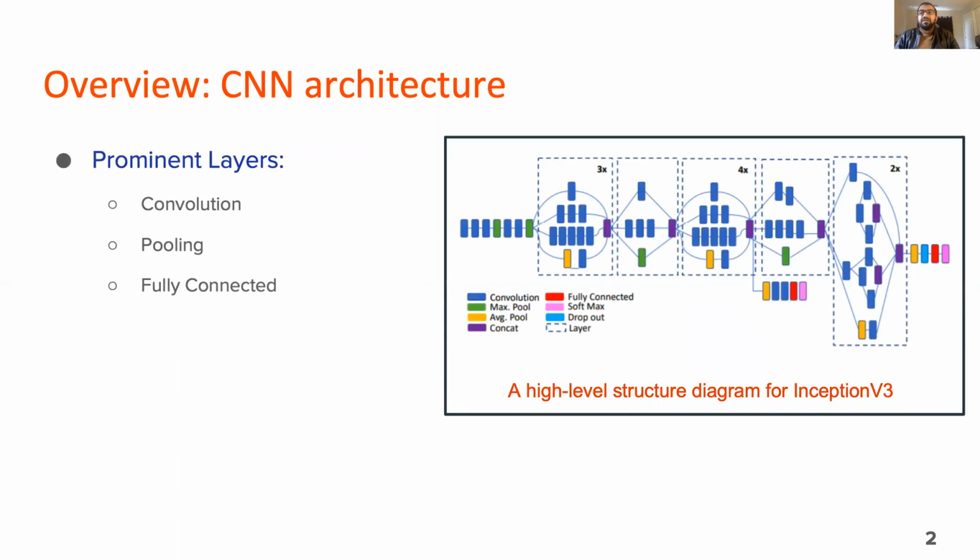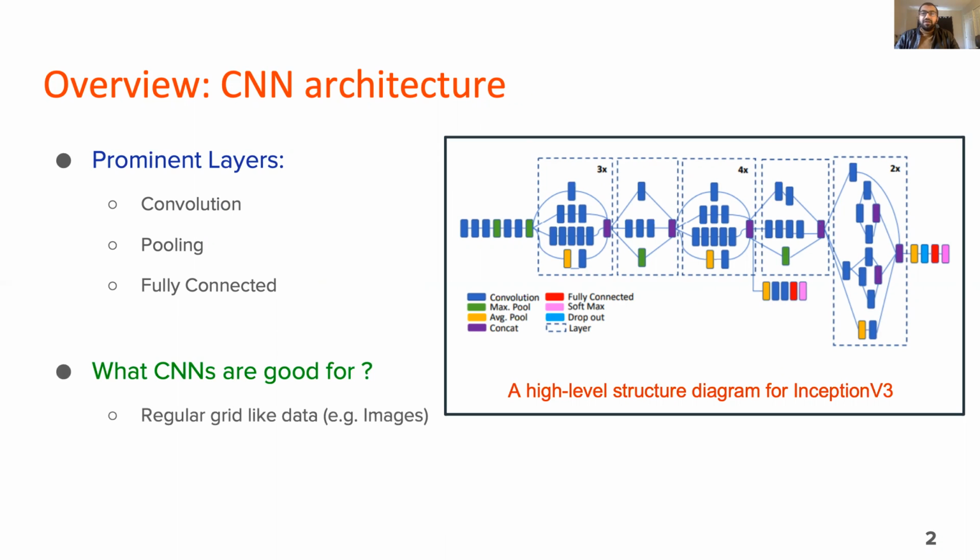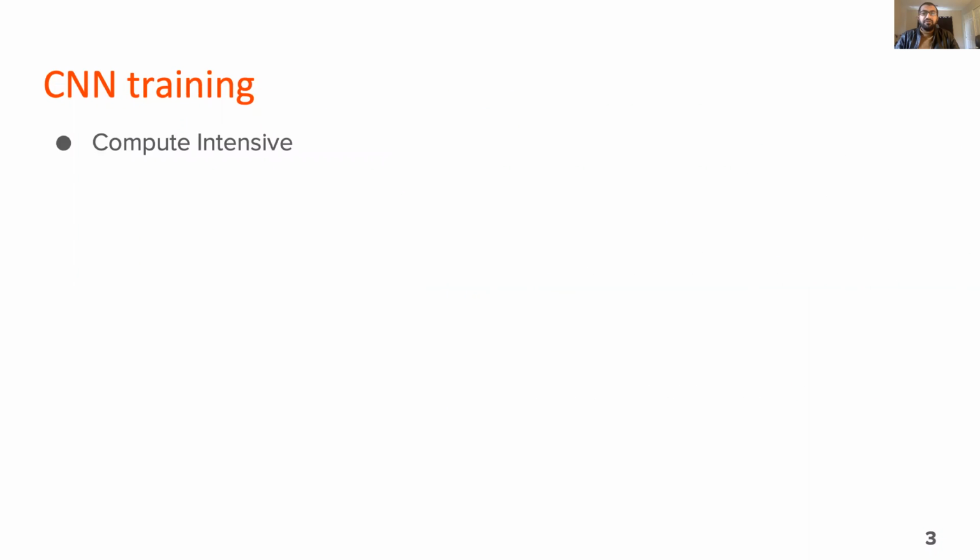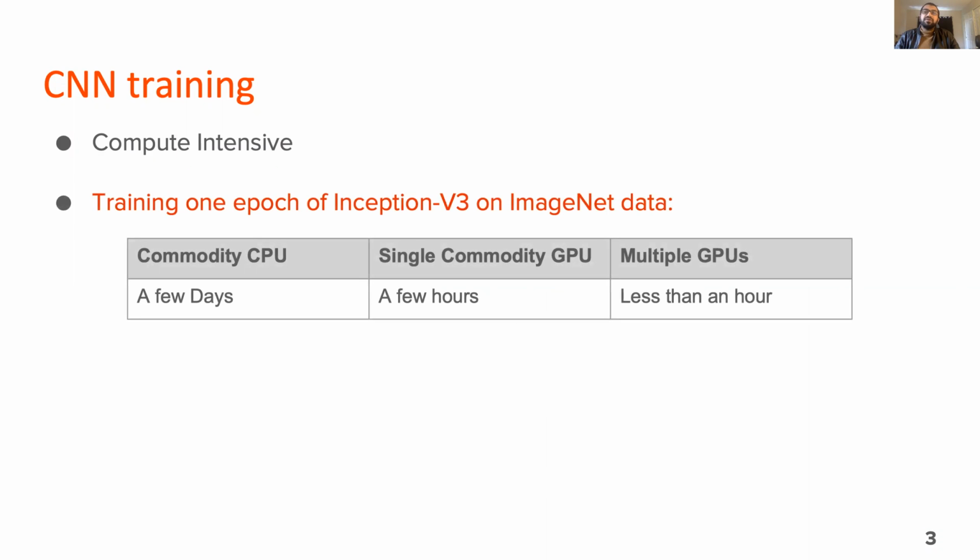CNNs are primarily composed of convolution, pooling and fully connected layers, which makes them suited for regular grid-like data, for example, images. However, training CNNs on large datasets is very compute intensive. For example, training Inception V3 for one epoch of popular ImageNet data takes a few days on a commodity CPU, a few hours on a single GPU, and can be done in less than an hour when using multiple GPUs.